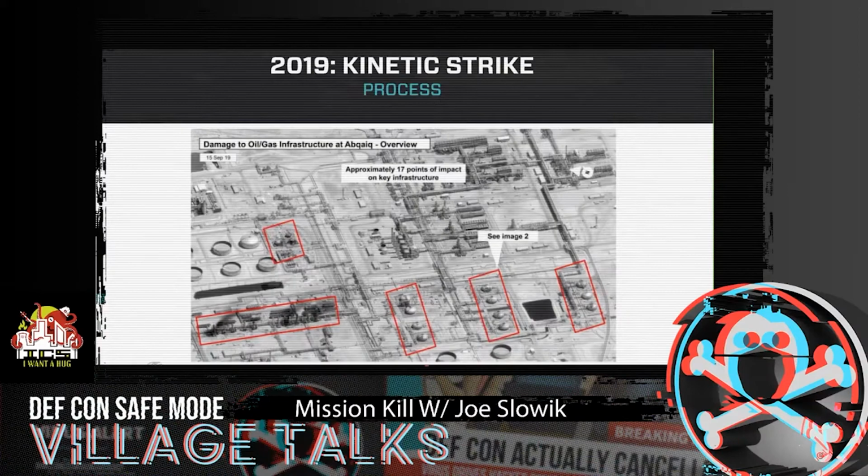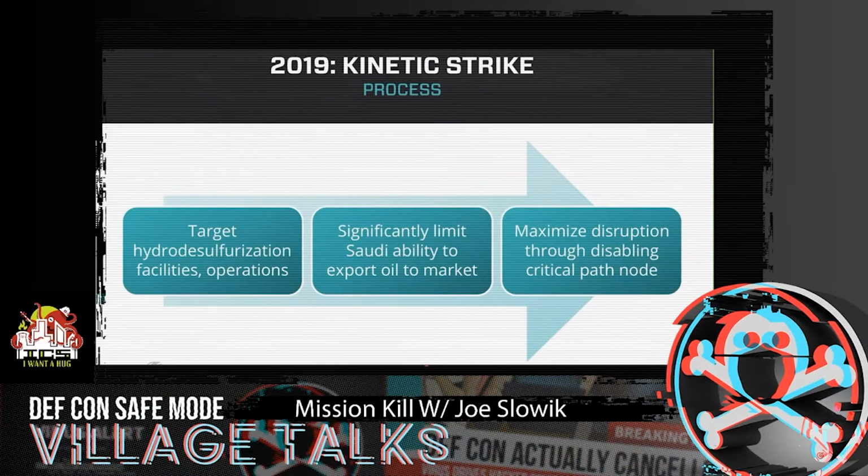So again, a very focused attack on a very specific aspect of the Saudi oil industry that shows an understanding of a critical process node or path dependency within Saudi oil operations that could allow for a significantly magnified impact as a result of just attacking one physical component of Saudi oil and gas infrastructure. So targeting hydrodesulfurization facilities would significantly limit Saudi ability to export oil to market. And it did for a while, and there was significant effort placed into trying to restore these operations as rapidly as possible to try and recover.